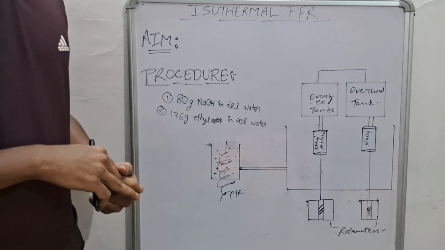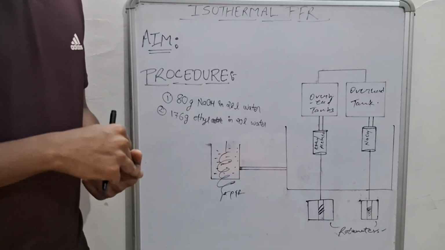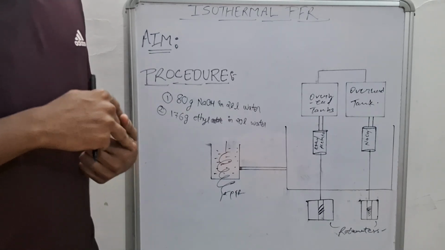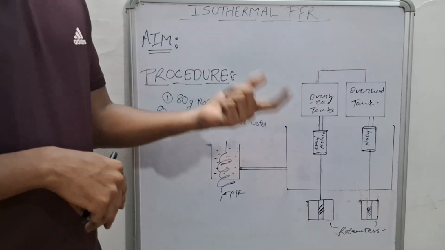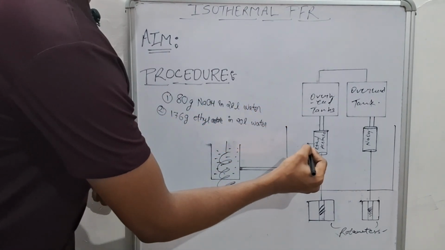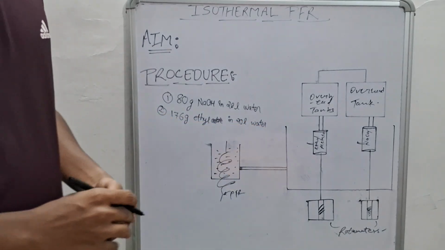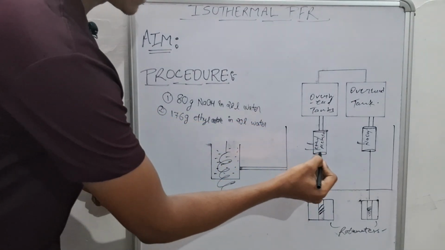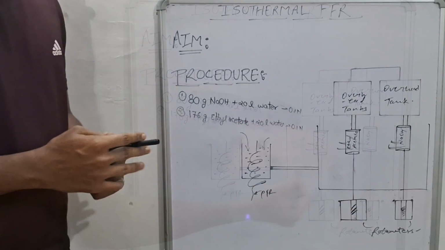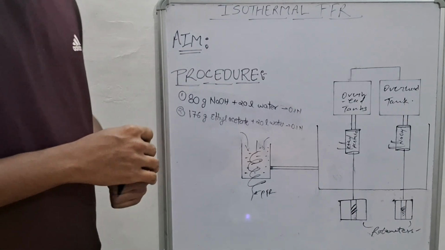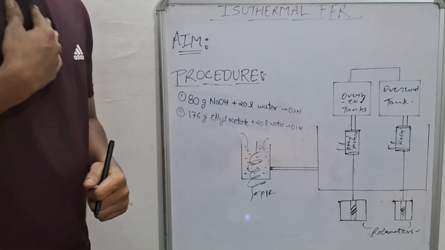After this, we proceed to the next stage. The next stage is basically pouring solutions into their respective tanks, that is the ethyl acetate tank and the NaOH tank. We pour 20 liters of prepared ethyl acetate solution in this tank and NaOH in this tank. So after preparing the solutions, now let's proceed further to step 3.